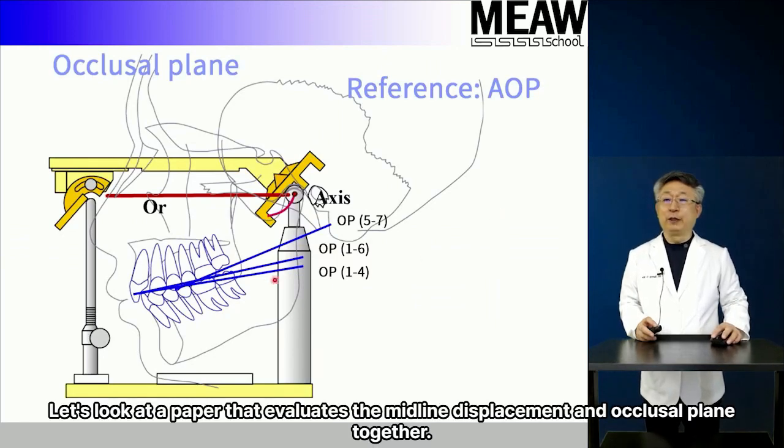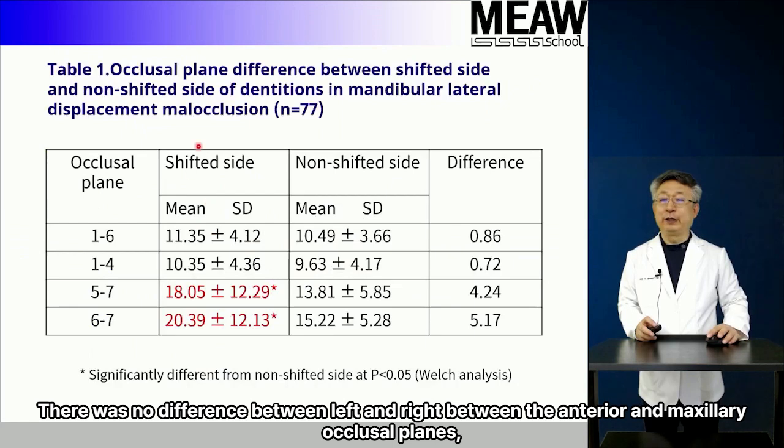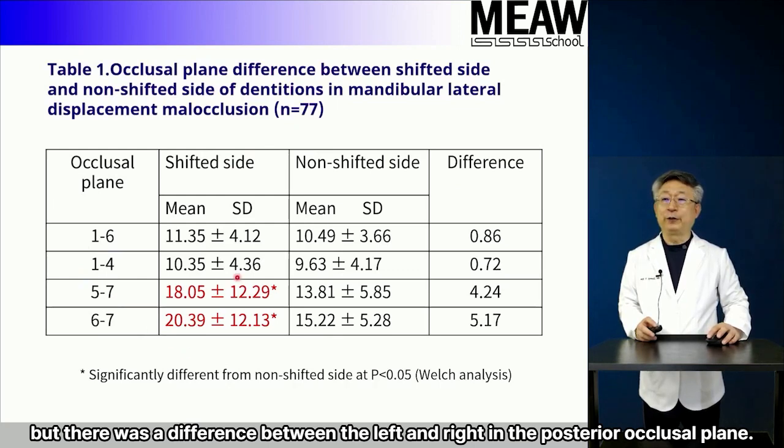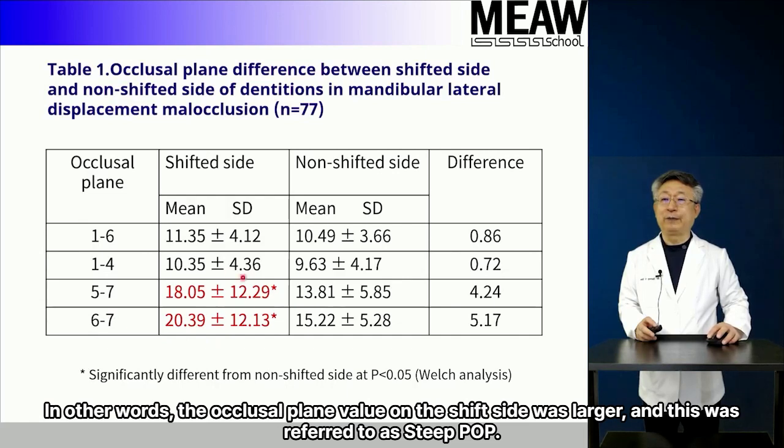Let's look at a paper that evaluates the midline displacement and occlusal plane together. There was no difference between left and right between the anterior and maxillary occlusal planes. But there was a difference between the left and right in the posterior occlusal plane. In other words, the occlusal plane value on the shift side was larger, and this was referred to as steep POP.